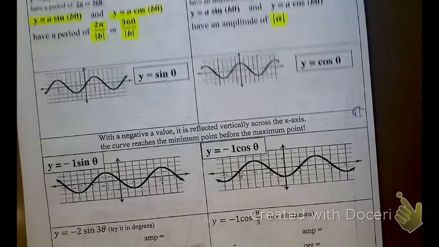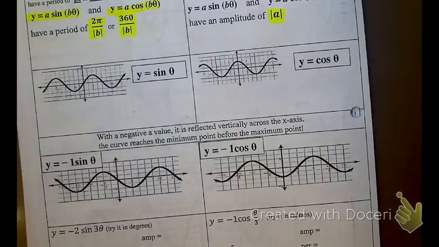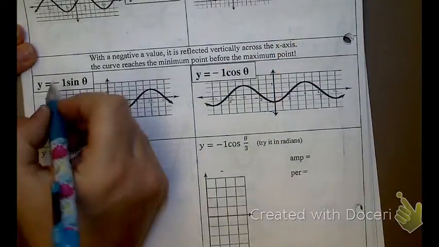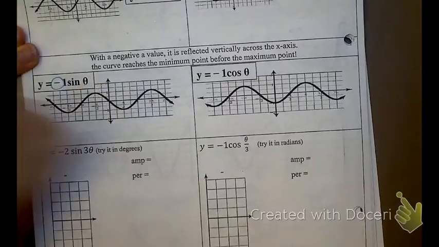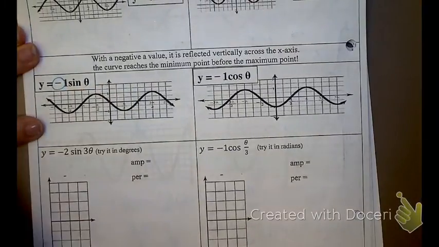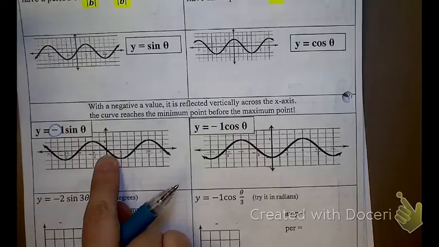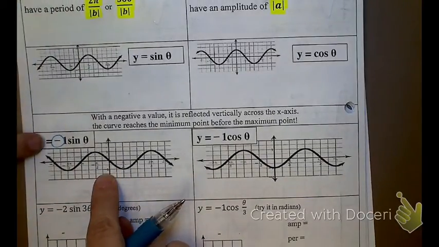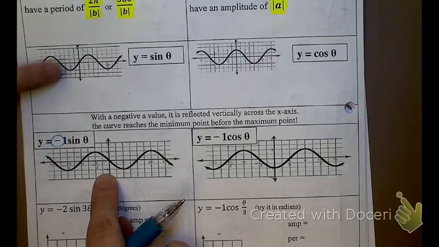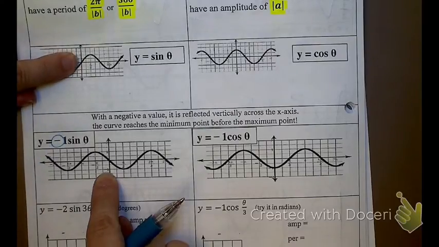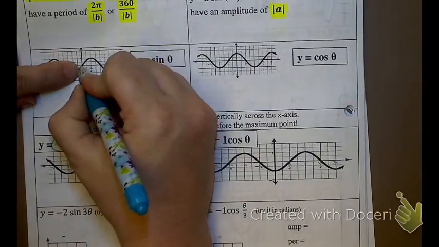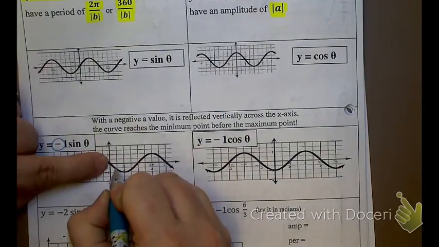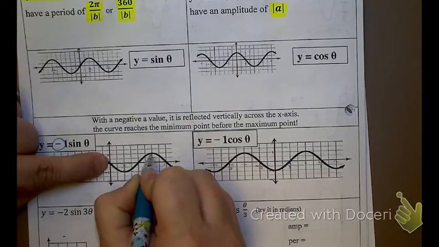Now, we have the graphs of the original functions. These are the ones that you did on your project. And what we want to discuss is what you do if there is a negative in front of your amplitude number. So if you look at this graph, this is the graph of y equals negative sine theta, and this is the graph of y equals positive sine theta. So instead of starting at the middle and going up to the top, it starts at the middle and goes to the bottom. Now it will still continue the process.